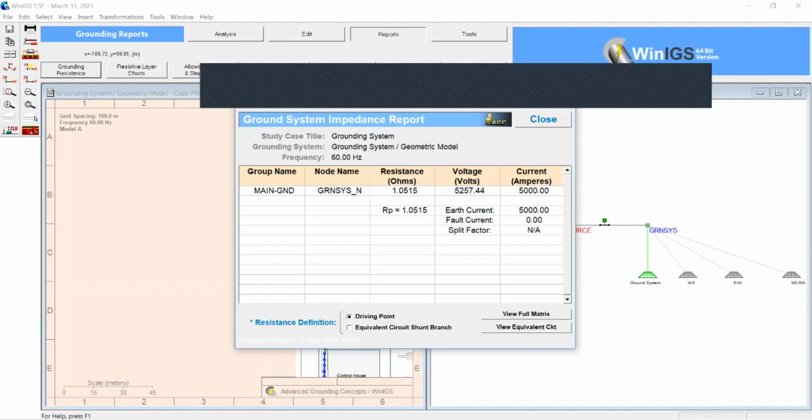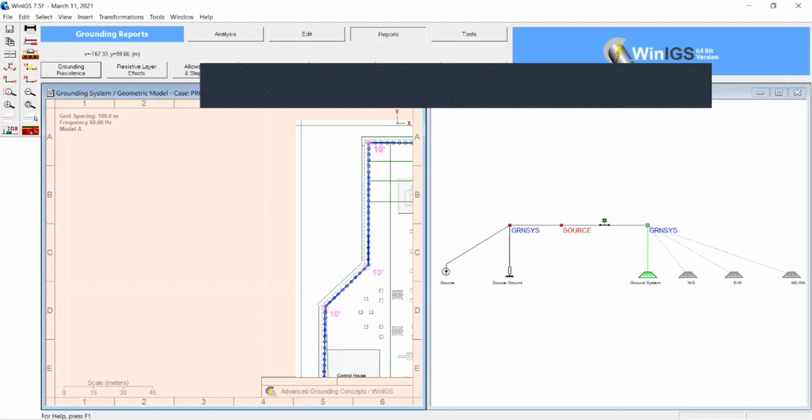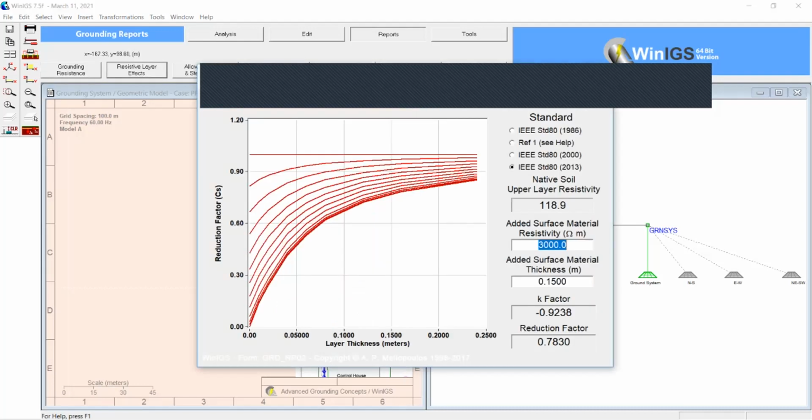So this thing you have to do. When you are done with this first thing, you are fine. You have to copy this one and save it. You have to include it in your report. This is the ground resistance and GPR you got. Then the next is the ground layer effect here. This one you will get.